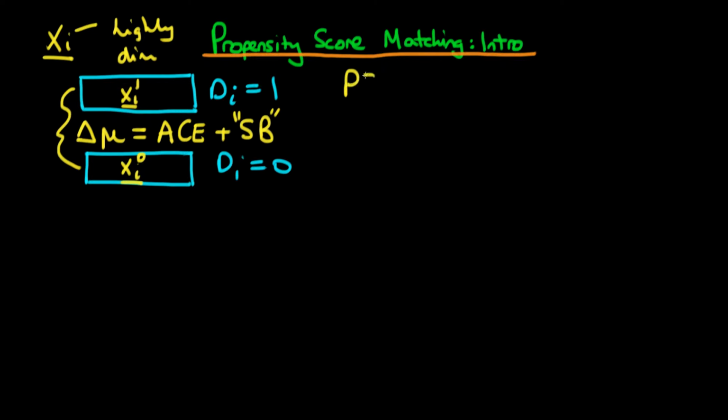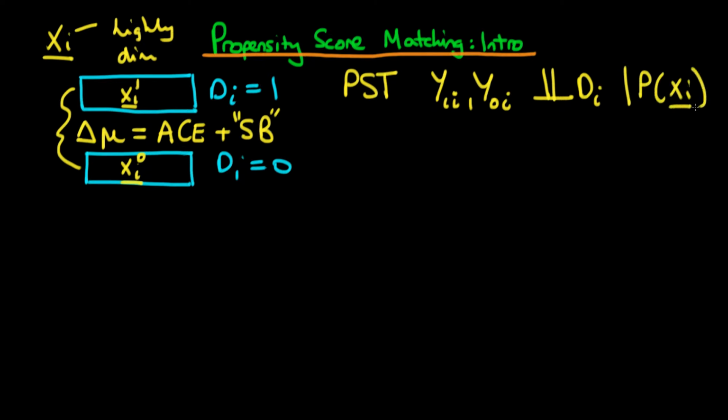Luckily, the propensity score theorem says that if the conditional independence assumption is true, then the potential values of the outcome variable, let's say Y1i and Y0i, are themselves conditionally independent of the treatment if we condition on the propensity score of an individual.